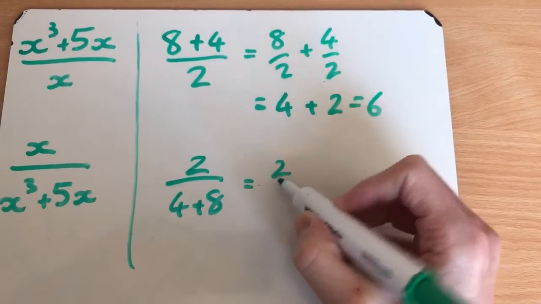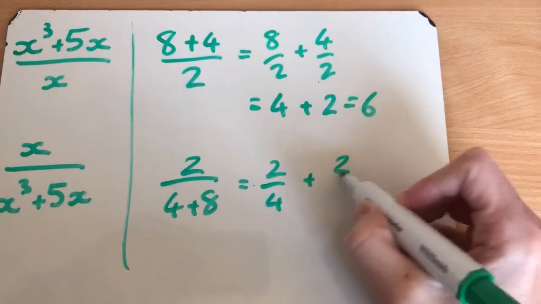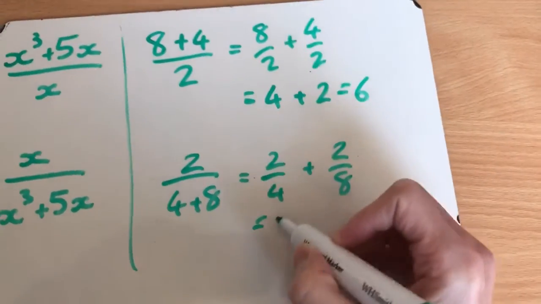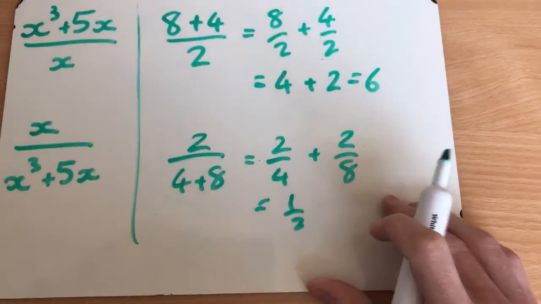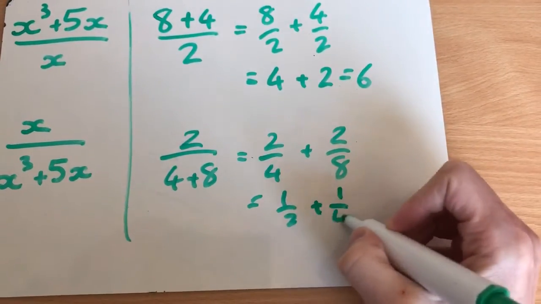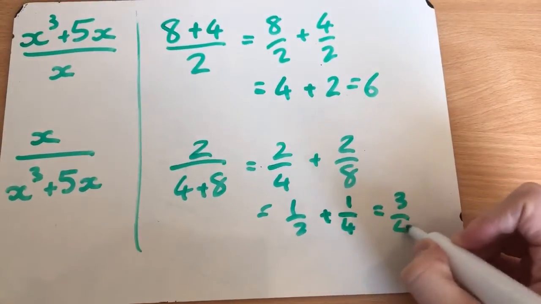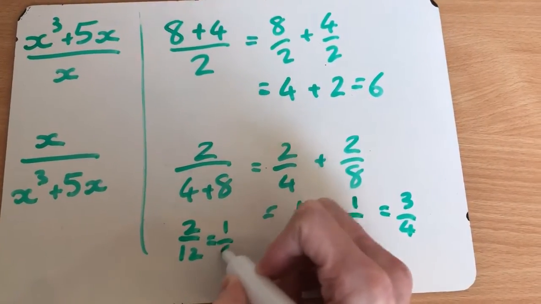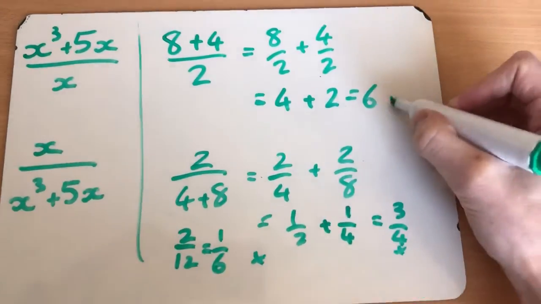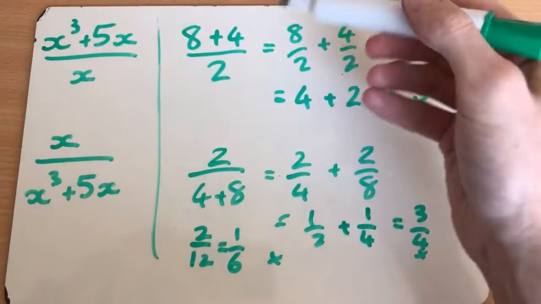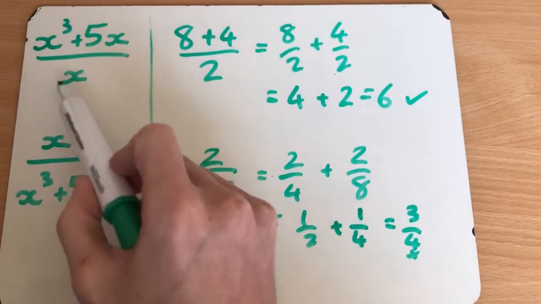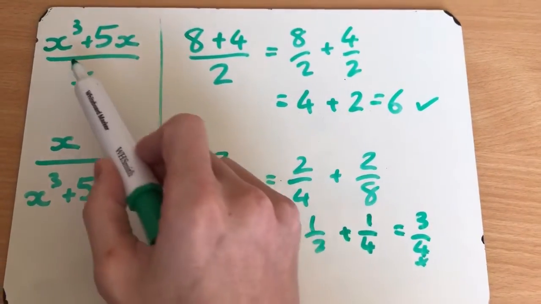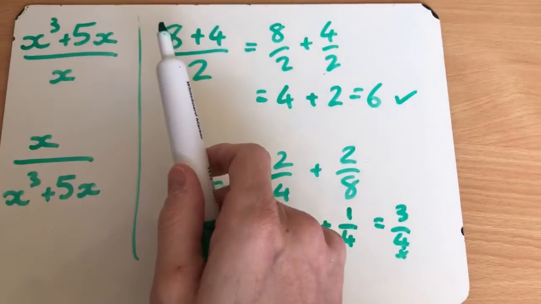if you were to try and do the same thing, you get 3/4 there, whereas here you get 2/12, which is a 1/6. So that doesn't work, whereas this one does. So you can separate things. If you've got just one element on the denominator, you can separate the fraction into two separate fractions.